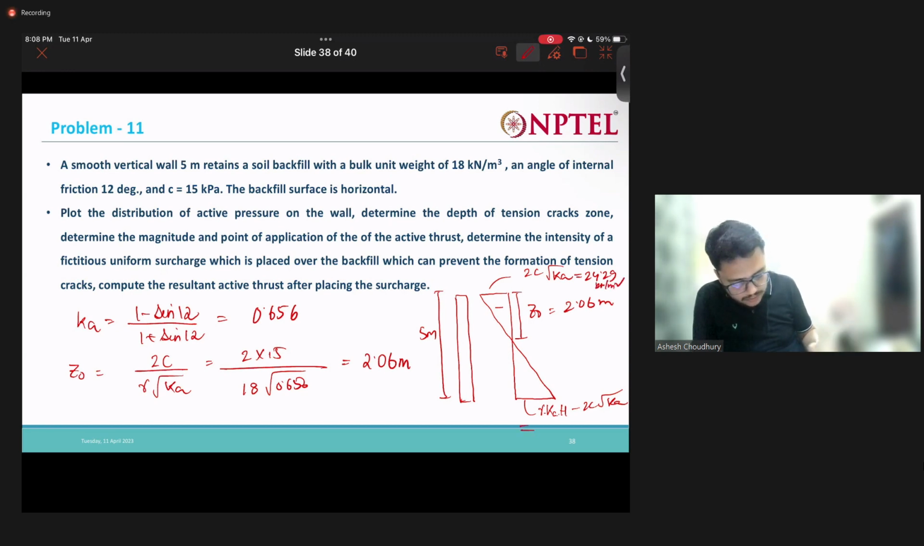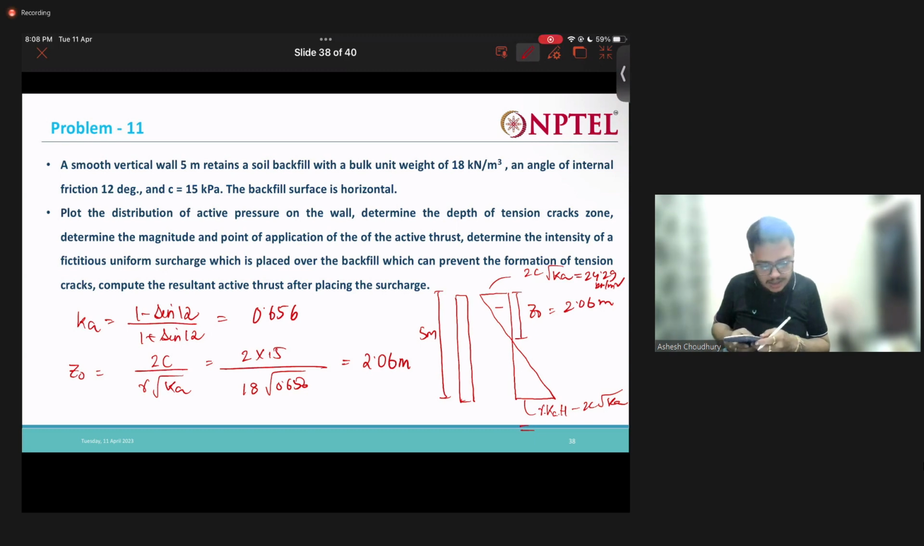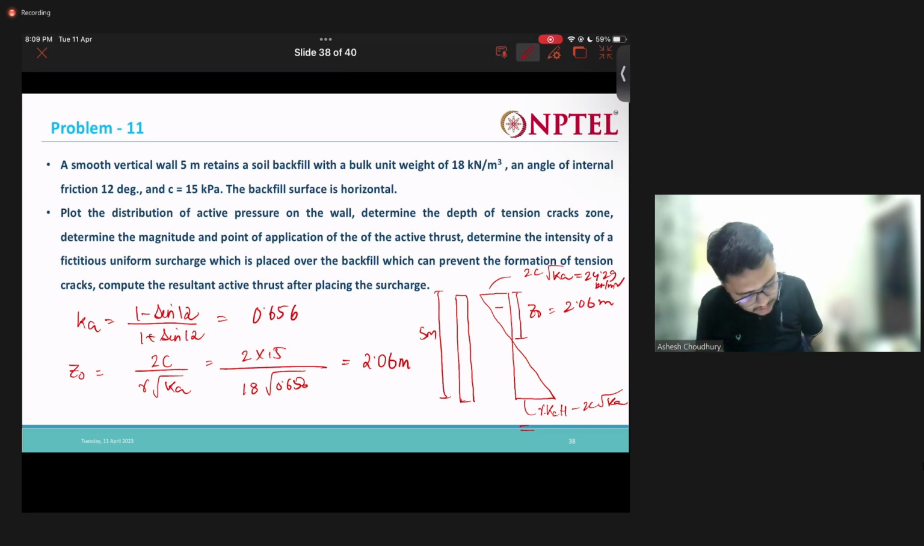And this down, if you calculate, it will be how much? Gamma is 18 into k 0.656 into h is 5 minus 2 into 15 into root over 0.656, which is 34.74. Okay, so this is positive.